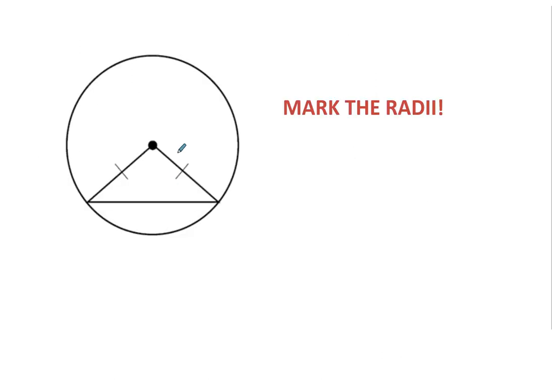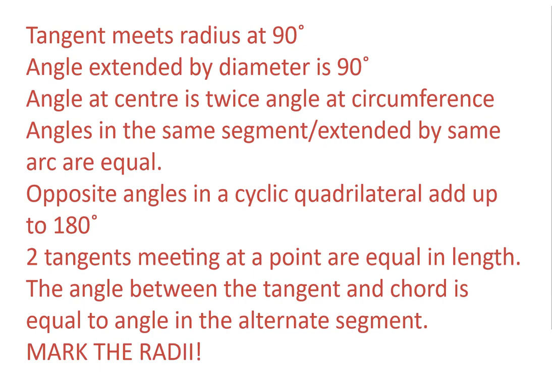As I mentioned before, always mark your radii. That just makes all these triangles isosceles. So if you had that there, that becomes isosceles. Life is just full of radii. Okay, so those are the only circle theorems you need to know.